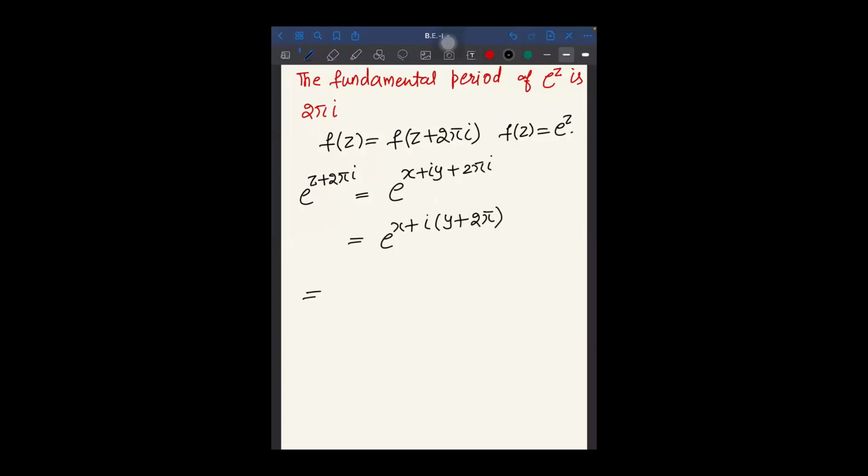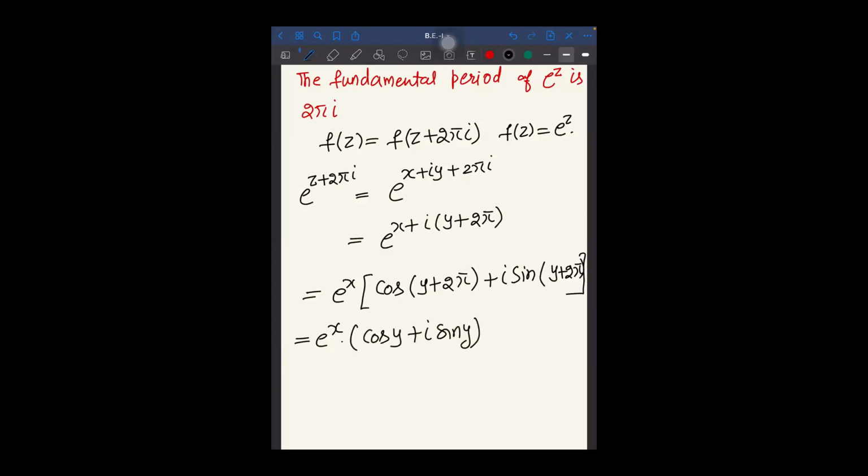Right? Now, by the definition of the complex exponential function, this can be written as e^x times cos of the imaginary part plus iota sine of the imaginary part, and that is this thing. So this becomes your e^x, but since the period of sine and cos is 2 pi, you can write it as cos y plus iota sine y. Are you with me on this?